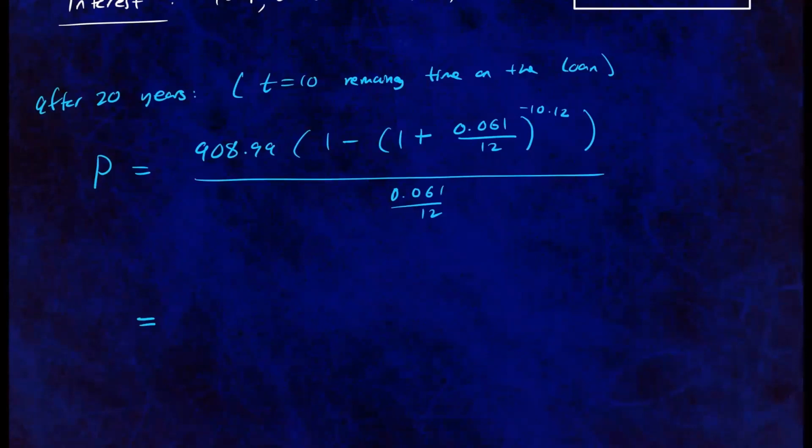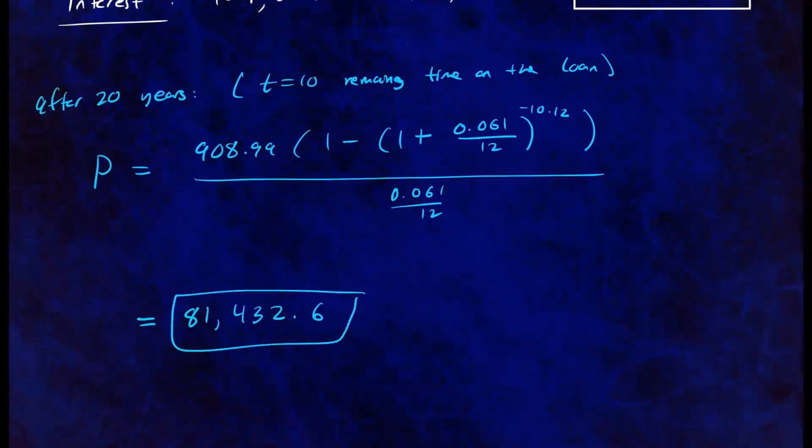So this is equal to about $81,432.60. This is the unpaid balance after 20 years. All right, I hope this makes sense.